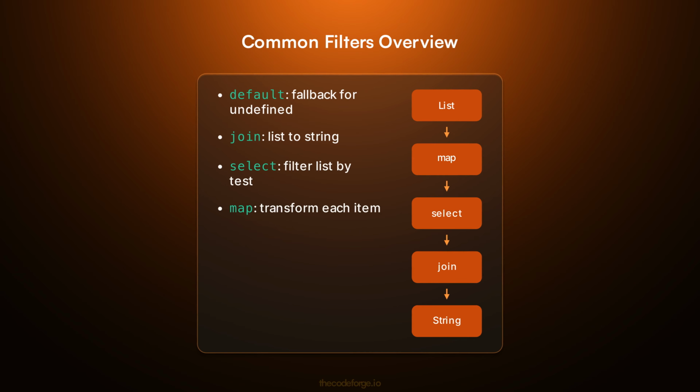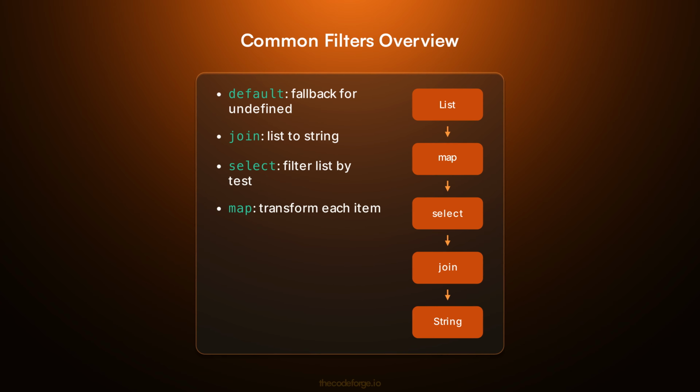These 5 filters are workhorses in production templates. Default with true as the second arg handles undefined variables. Join turns lists into strings. Select filters items by a test. Map extracts attributes or applies filters. Regex replace does pattern substitution, but beware of backslash escaping in YAML.